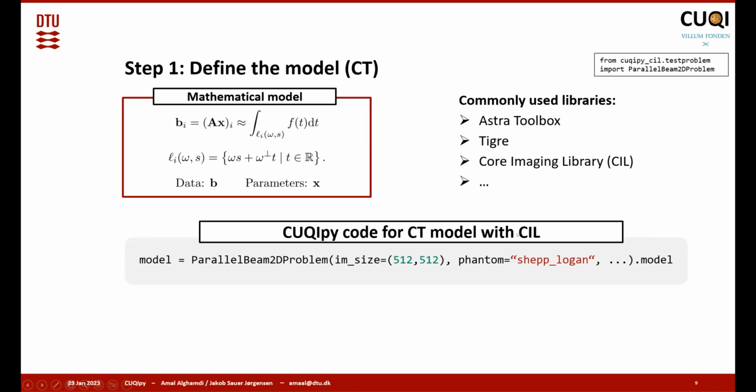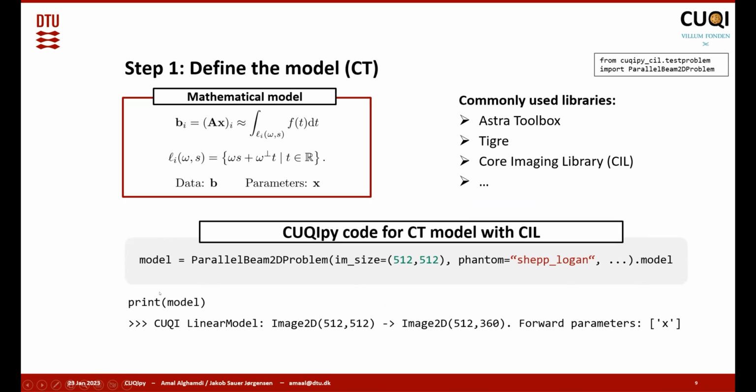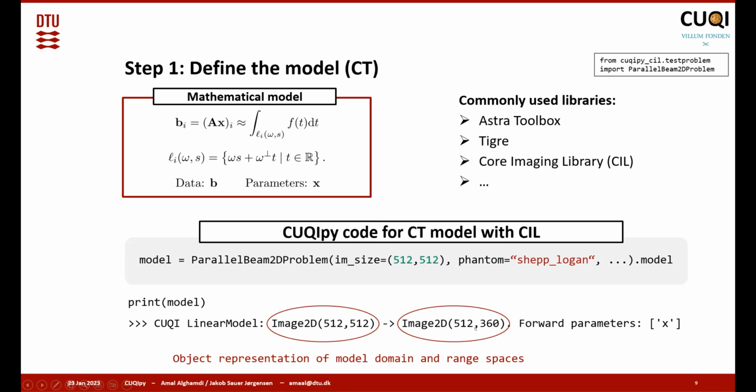So here, for example, we have a plugin that integrates a library with CUQIpy, and then you can start with creating this problem that is already preset: parallel beam 2D problem, and you specify things like the dimension of the problem and the phantom type, and you obtain the model. So now if we print this, we have a linear CUQI model, and that maps from the domain to the range, image 2D to image 2D, which are internal representations in CUQIpy of the domains, and also, for example, how to go from the degrees of freedom to the function values, and how to plot a particular domain. And it tells you that the forward parameter is X here.